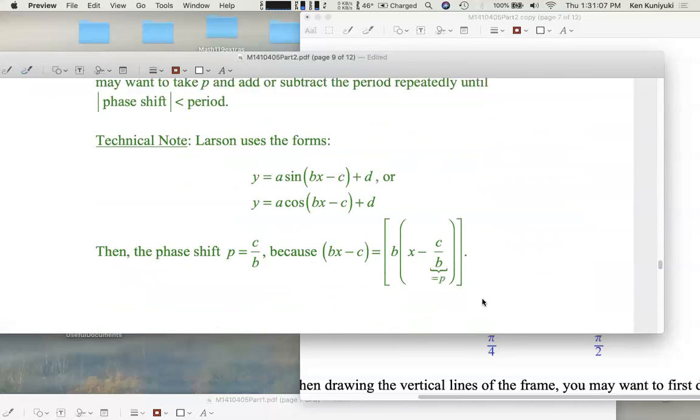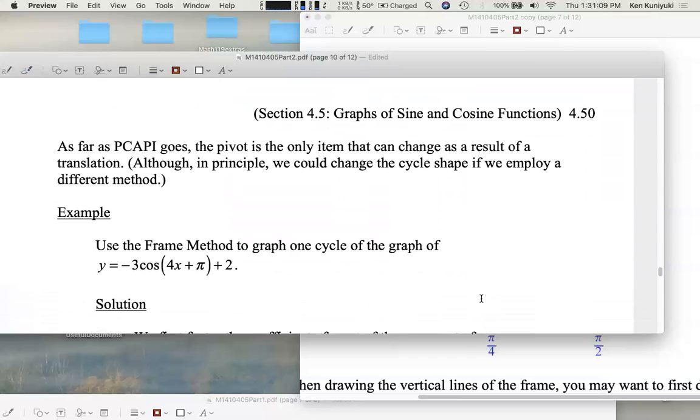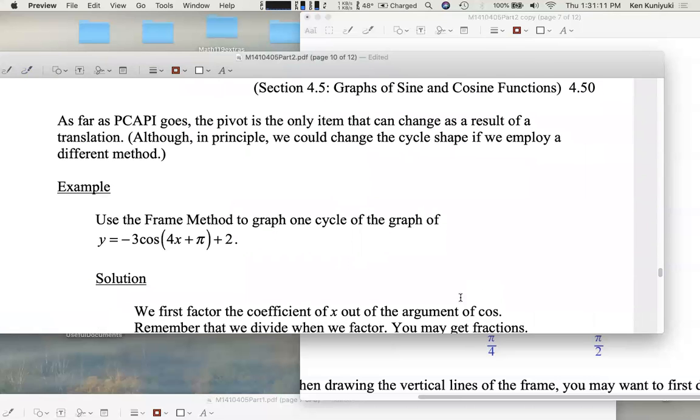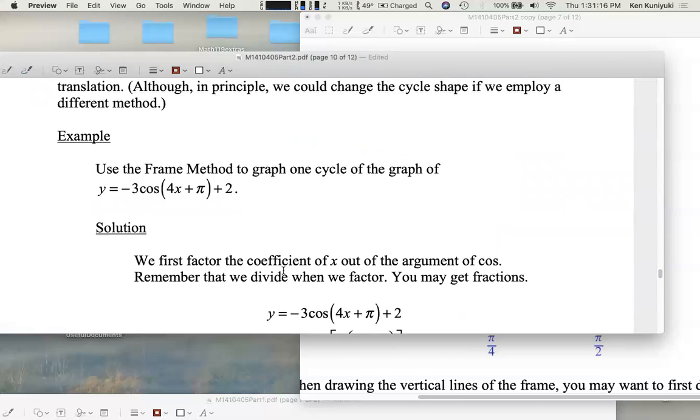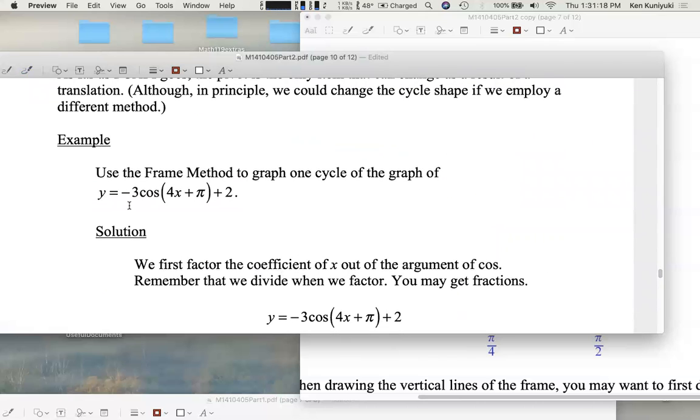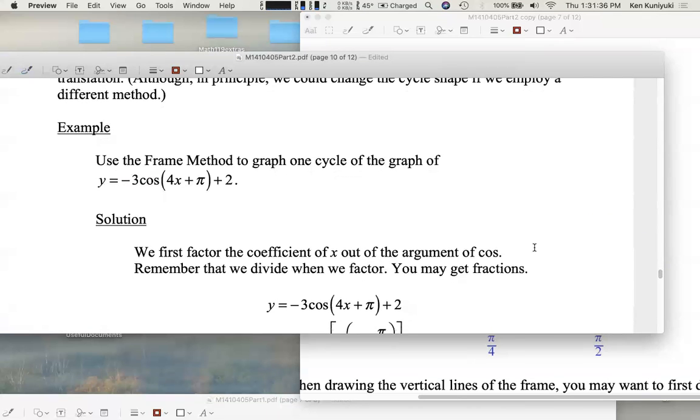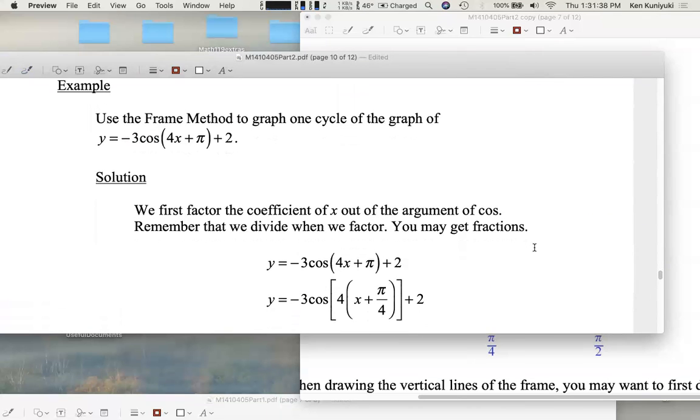Okay. So how do we use the frame method in the case of translations? Fortunately, it turns out this is just a translation of the guy we just did in the previous example. Use the frame method, or use your method, to graph one cycle of y equals negative 3 cosine of 4x plus pi, all plus 2. Again, much of PCAPIA will be the same, but there will be some differences.